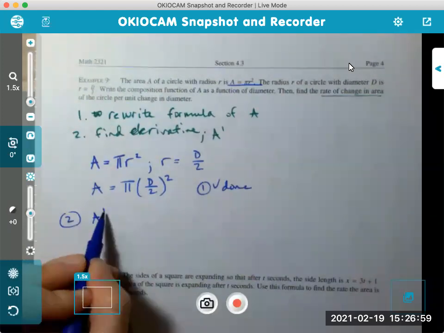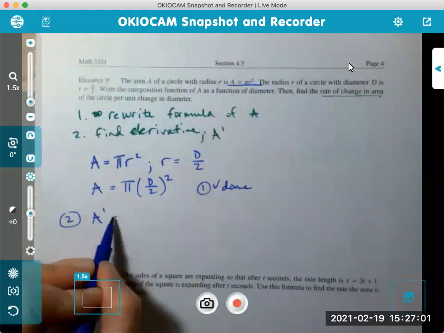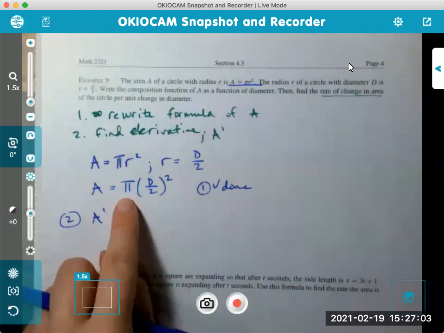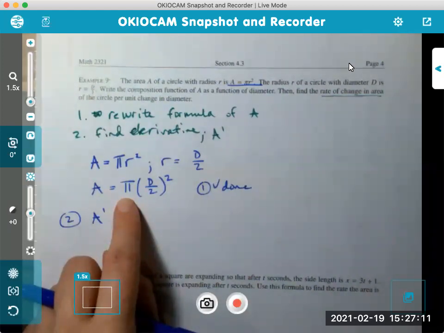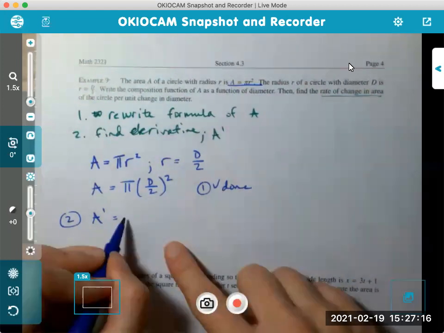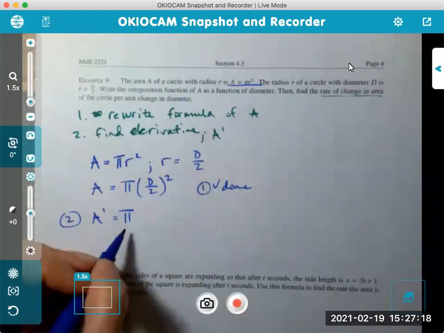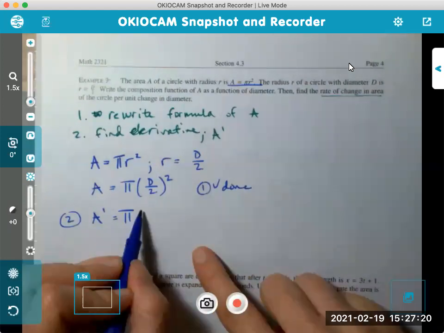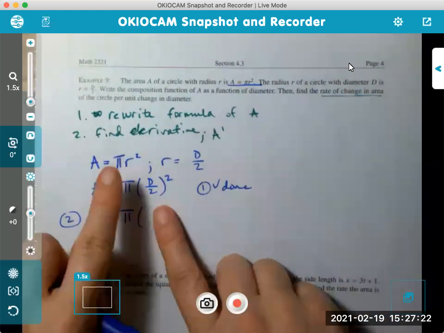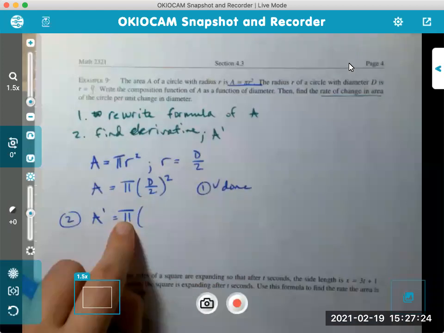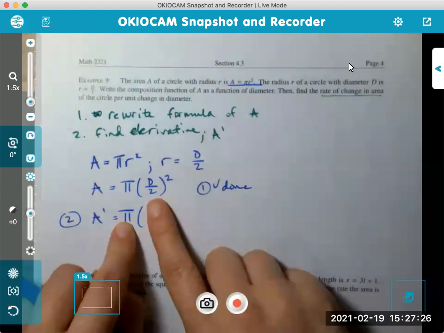Step 2, find the derivative. Well, A prime equals, remember that pi is just a number. We say it rounds to 3.14. That's it. It's just a coefficient. Think of it as 7 hanging out. Coefficients just chill. So really here, I've rewritten it, and it's just hanging out.